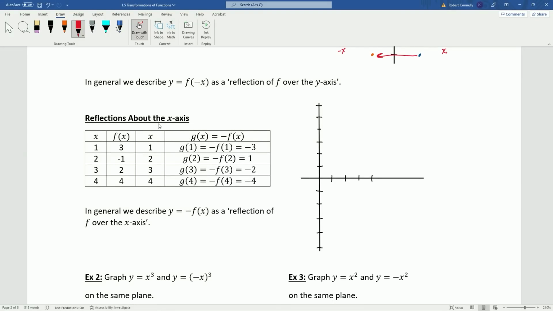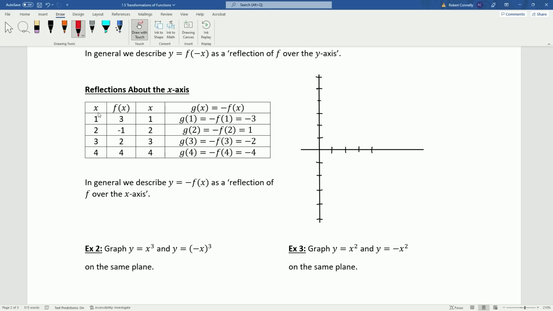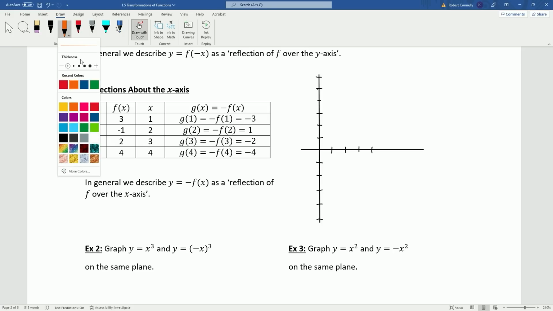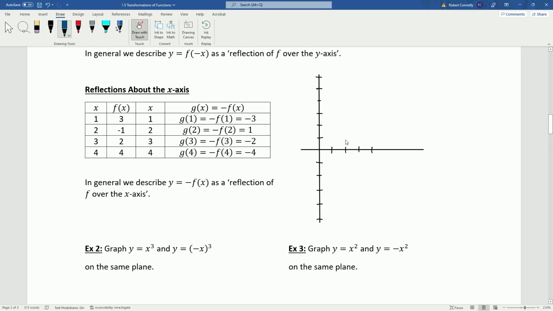Okay, now let's look at reflections about the x-axis. So here, again, same starting points: 1, 3; 2, -1; 3, 2; and 4, 4.